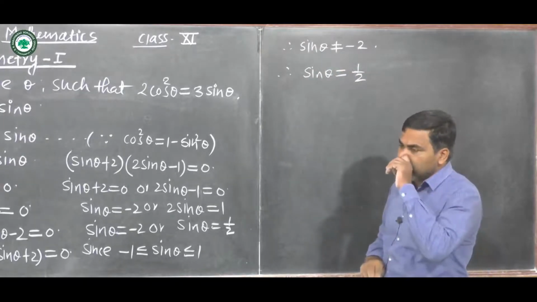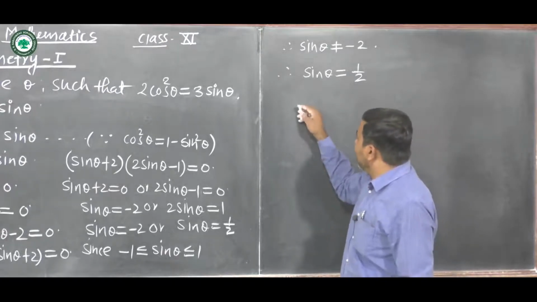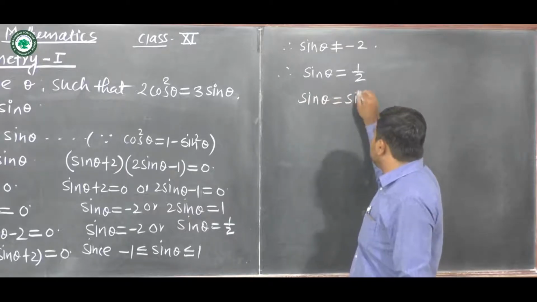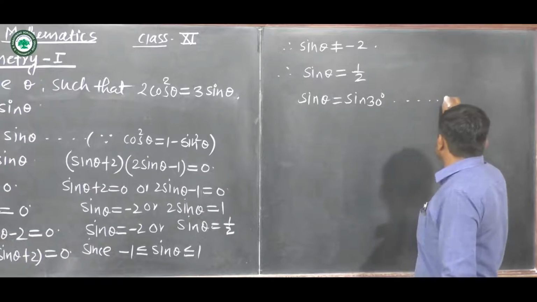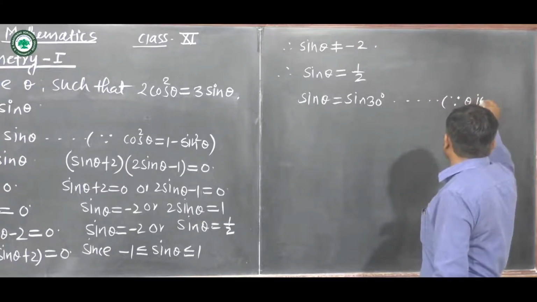Now sin theta is equal to 1 by 2 and theta is an acute angle. So therefore sin theta is equal to sin of 30 degree. You have to give the reason here: since theta is acute.